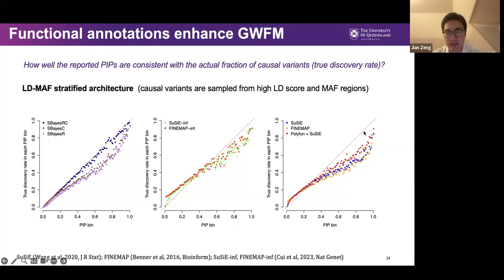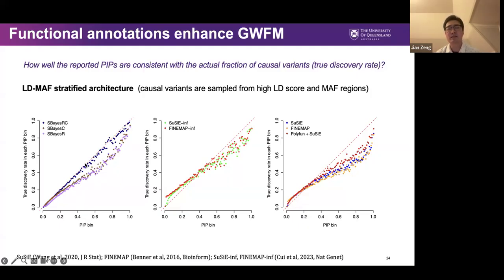The perfect calibration will be on the diagonal line. And these existing methods tend to have an inflation. They say the PIP is 0.9, but the true discovery rate is much lower than 0.9. And when we use SBayesRC and incorporate these LD and MAF functional annotations into the model, we get a much better concordance.